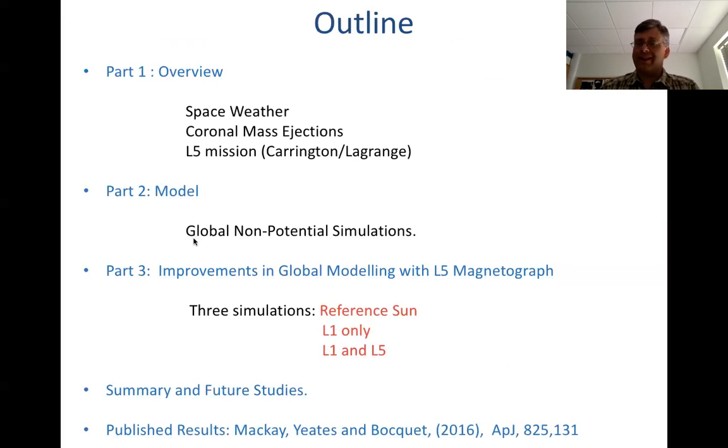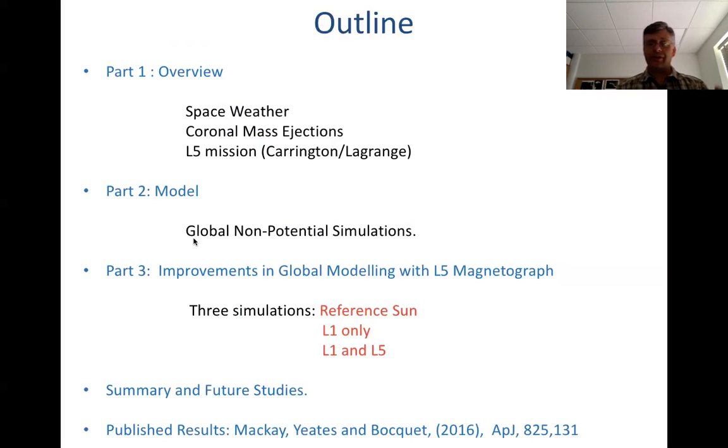Now, this mission has gone by a number of different names. Sometimes people call it Carrington, other times Lagrange, but effectively I'll just call it an L5 mission for the purpose of today's talk. Moving on to part 2, I'll then discuss the construction of global non-potential simulations of the Sun and the technique that we use to do that. That will then naturally lead into part 3 of the talk, which will be the majority of the talk, where I consider how an L5 magnetograph will improve our understanding of the solar corona and the non-potential nature.